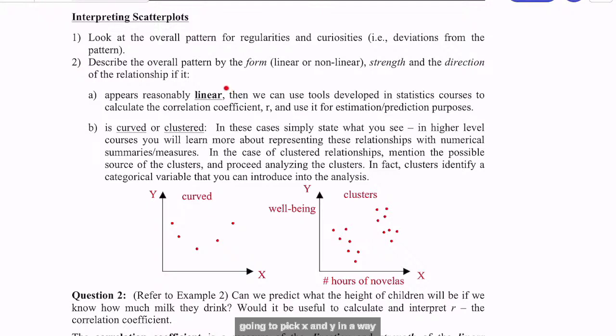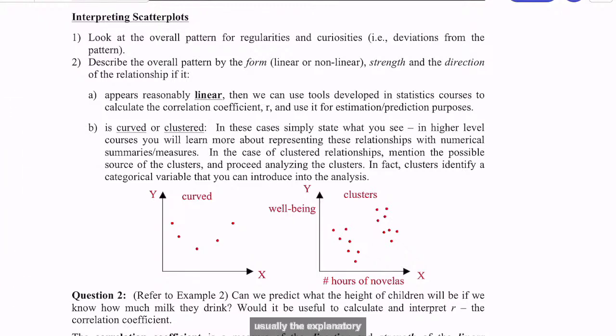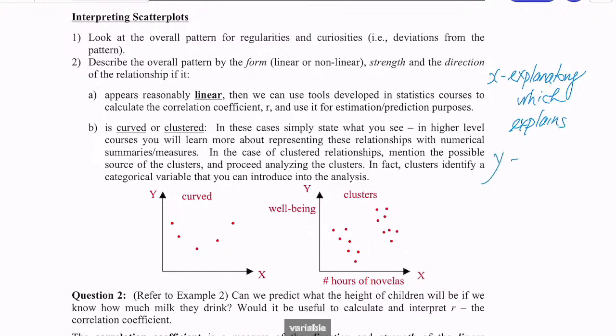And we're going to pick X and Y in a way so that the one that's on the X is the explaining variable. It explains the other one. The other one is the one we're trying to predict. Okay, so we call X, the one that goes on the X, usually the explanatory variable. The Y we call the response variable.